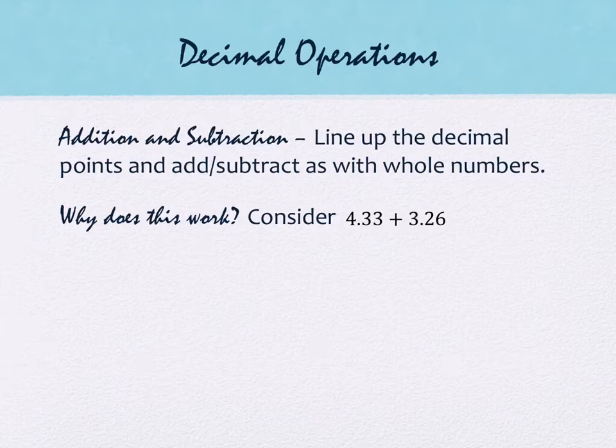So in addition and subtraction with decimals, we want to line the decimal points themselves up, and then we will add and subtract the same way we did with whole numbers.